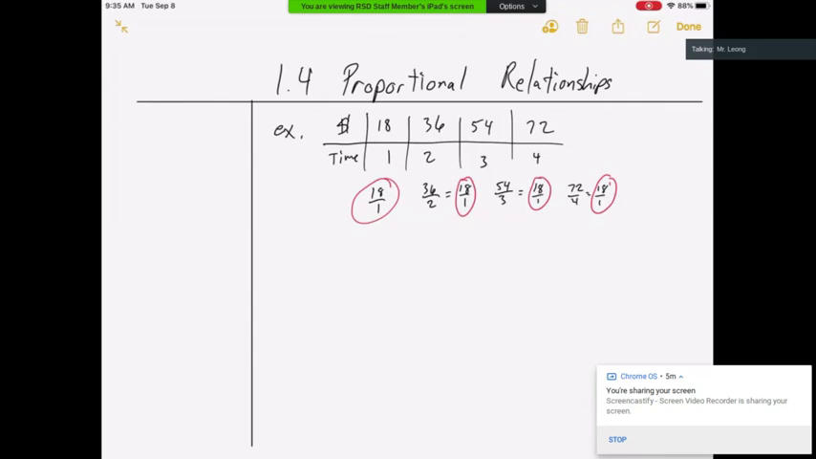Okay, so again, we can say that this is what we call a proportional relationship. As the time goes up, so does the money, right? It goes up at the same rate. Now, it doesn't work like that every time, and you will see examples of that as we go. Okay, so here we go. Let's go ahead and do some problems that we're going to put in here.